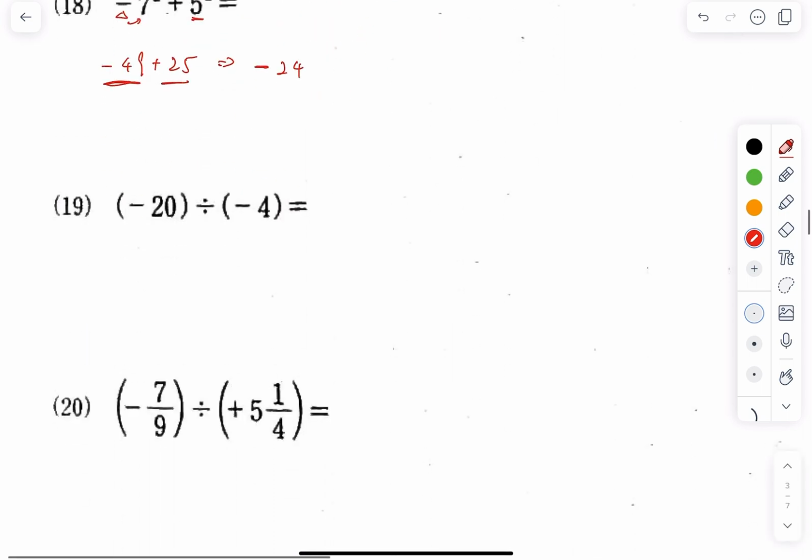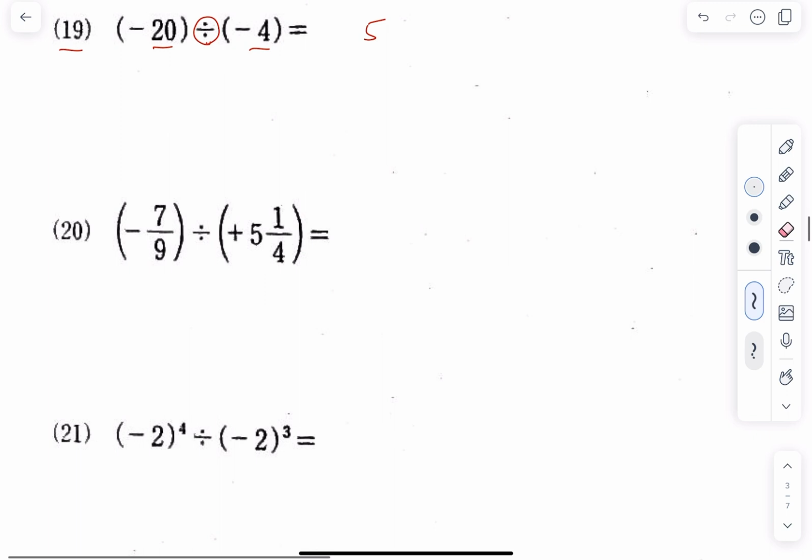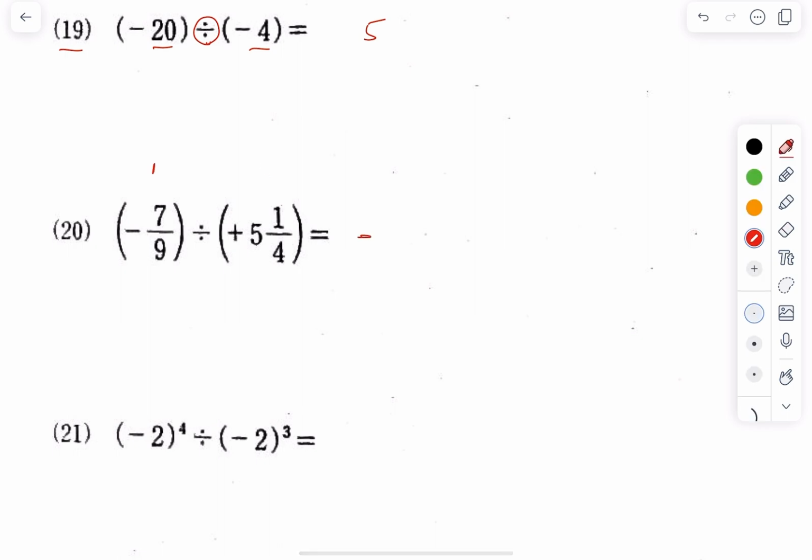Okay, next question, question number 19. It's a division, one's negative, two negative, answer is positive. I just use 20 divided by 4, which is 5. Okay, the answer is just 5. Question number 20. Negative, positive. One negative, no negative. So the answer is going to be a negative number. And I just use 7 over 9 divided by 21 over 4. I change 7 over 9, multiply by, I swap.